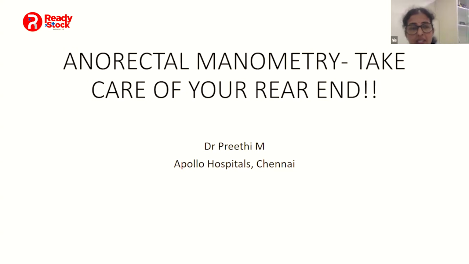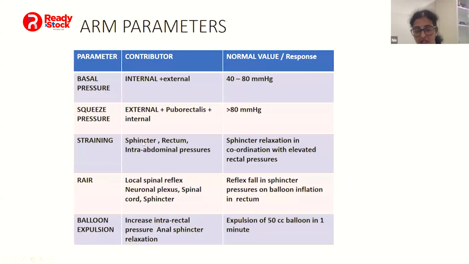So I titled it "Take Care of Your Rear End" because I think there is a lot of hesitation with people coming in with constipation, and they don't come very forthcomingly with symptoms. So when they do come to you with refractory constipation, let us all remember that anorectal manometry is not the first diagnostic test in a patient with constipation.